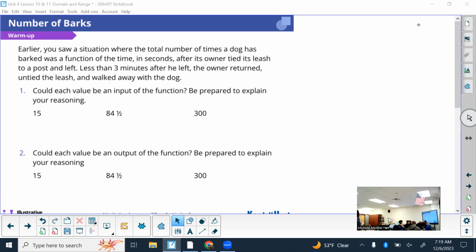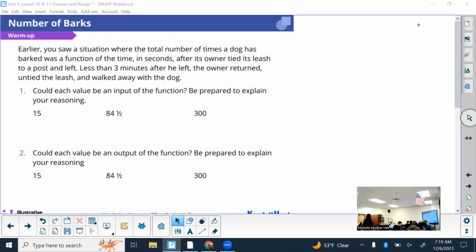Earlier, you saw a situation where the total number of times a dog has barked was a function of the time in seconds after its owner tied its leash to a post and left. Less than 3 minutes after he left, the owner returned, untied the leash, and walked away with the dog. First question, could each value be an input of the function? And if so, tell me which one.